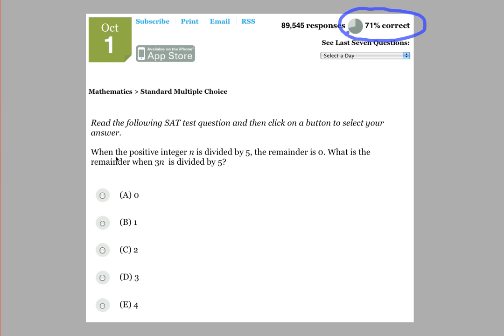71% of students answered this one correctly, and it's a math question, so let's go ahead and read it. When the positive integer n is divided by 5, the remainder is 0. What is the remainder when 3n is divided by 5?